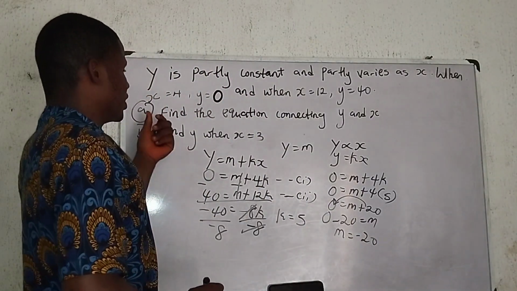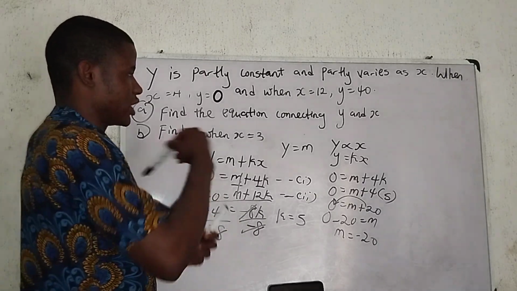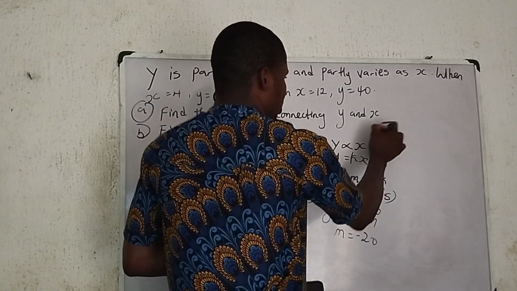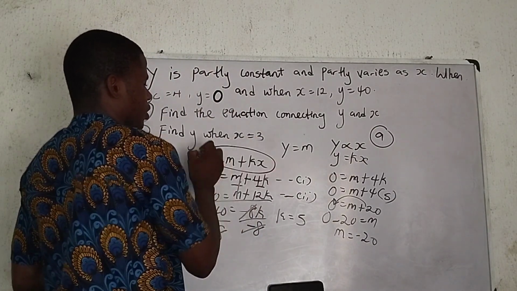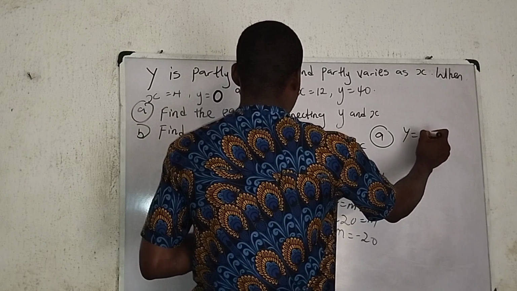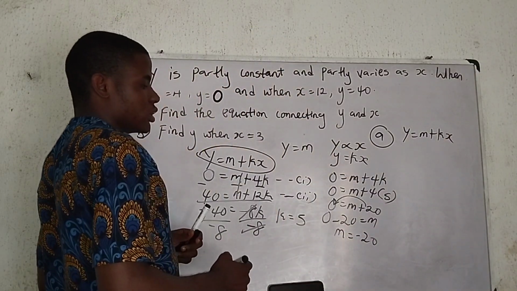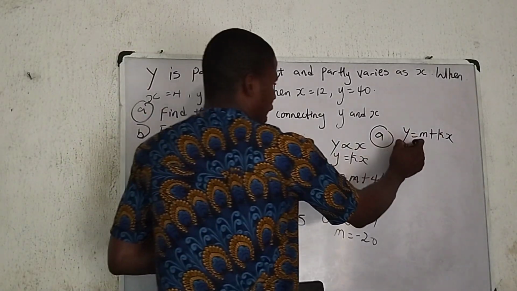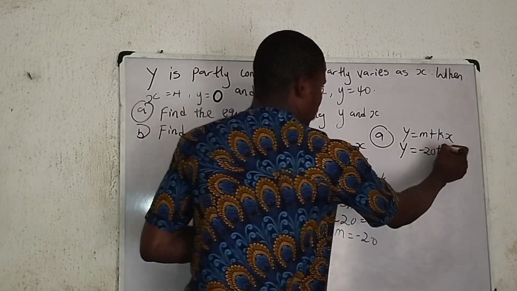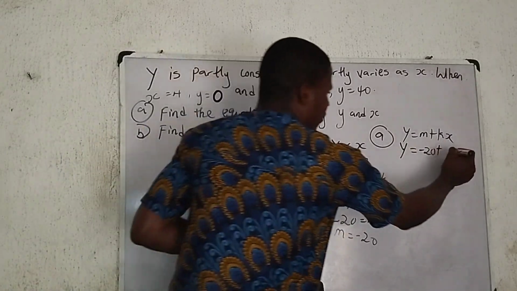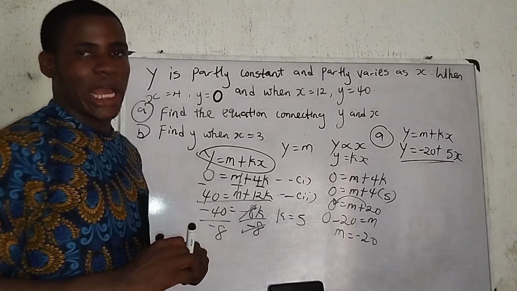So they said find the equation connecting y and x. So the first question, equation connecting y and x. So just go here. We have that y is equals m plus kx. We've gotten the respective values of the constants, right? So y is equals m, which is minus 20, plus k, which is 5x. This is the equation connecting y and x.